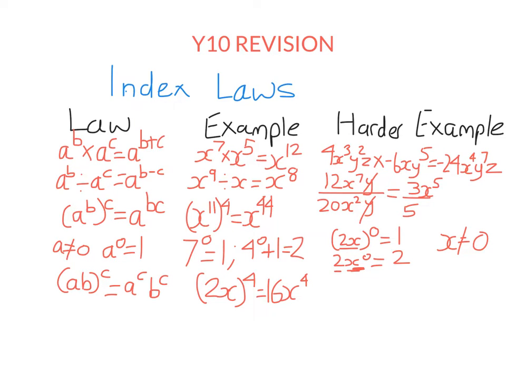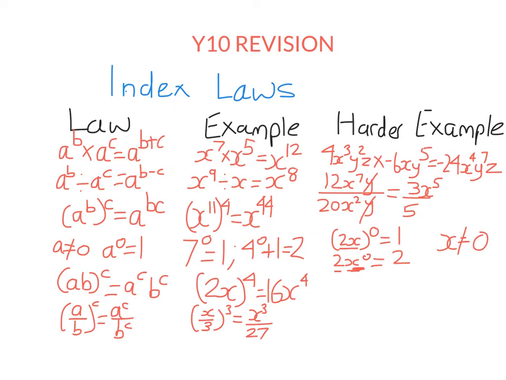Again, for a harder example, I'll show you on the next slide because I'll do one that involves more than one index law. So if you're raising a fraction to a power, it's pretty simple. You just raise the top to the power and raise the bottom to the power. So for example, if you have x over 3 to the power of 3, raise the top number to that power, raise the bottom number to that power. Again, a harder example will be shown on the next slide.